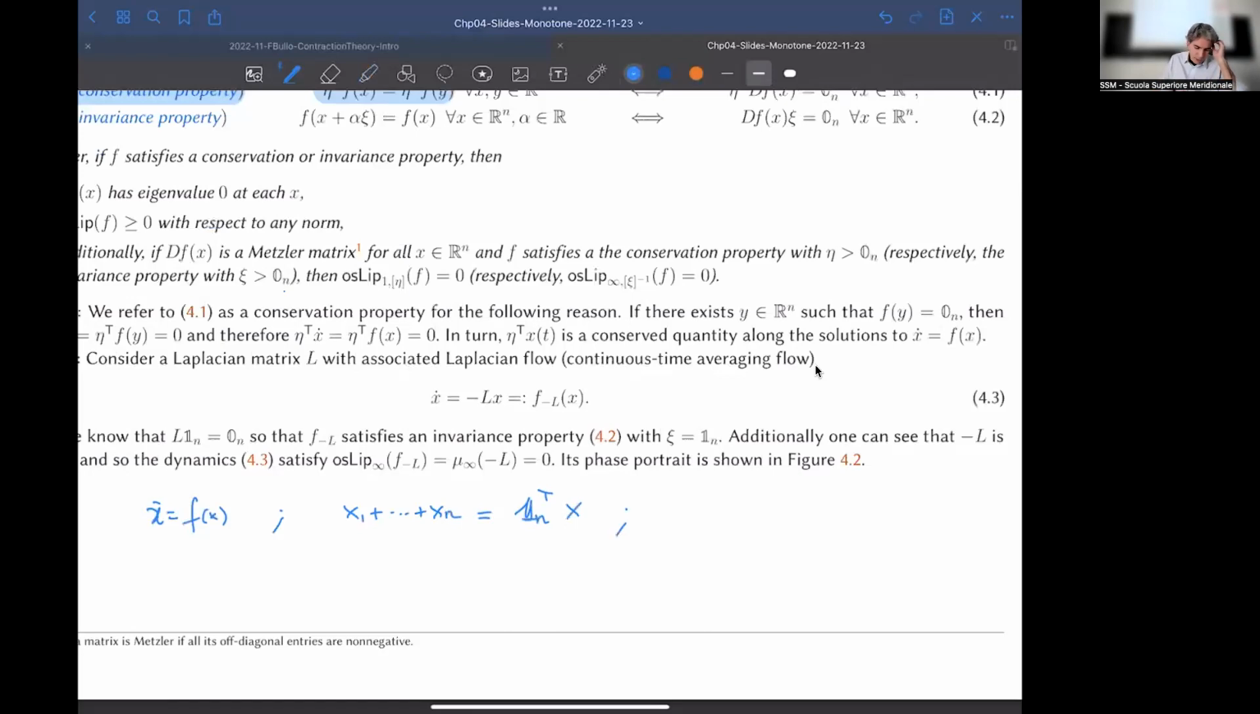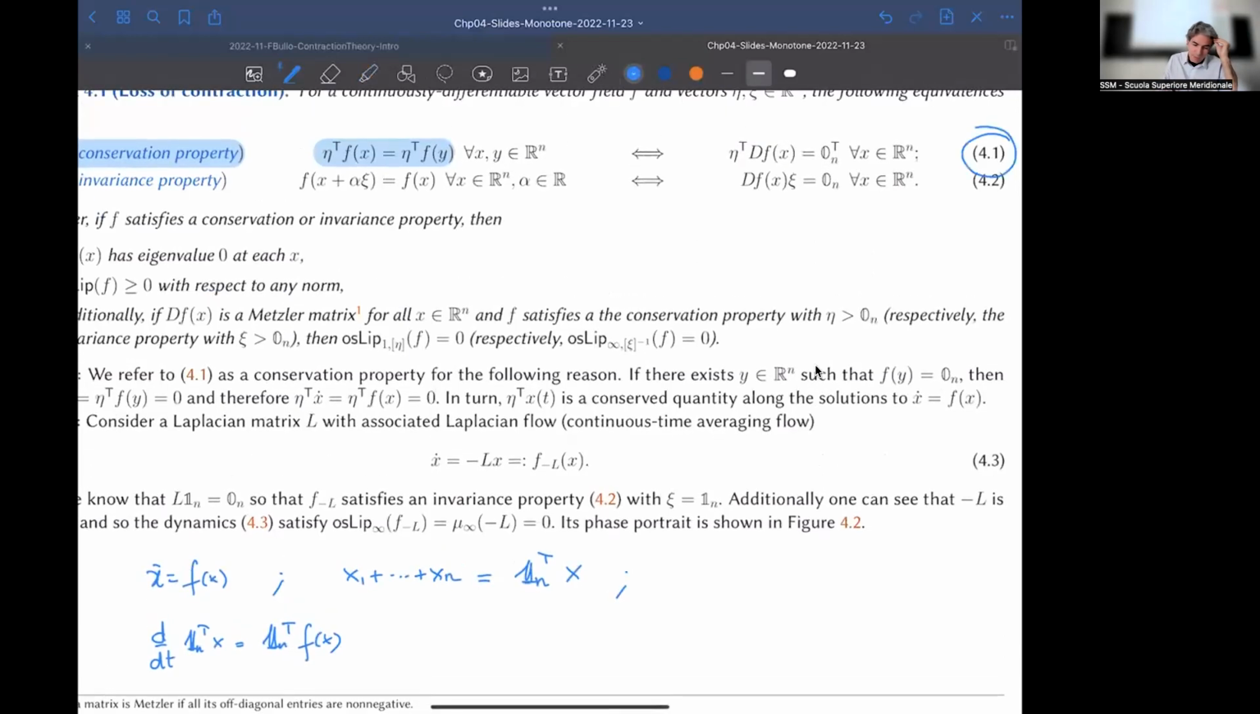Now, if I want to calculate the derivative with respect to time of 1n transpose x, that's just simply 1n transpose f at x, right? Now, we just said in equation 4.1 up there that this is the same quantity as, if I have this invariance property, 1n transpose f at y. So what does that mean? That means that no matter where you are in x and y, that product is the same. Let's give it a symbol. Let's call it, I don't know, beta. It's invariant of x.